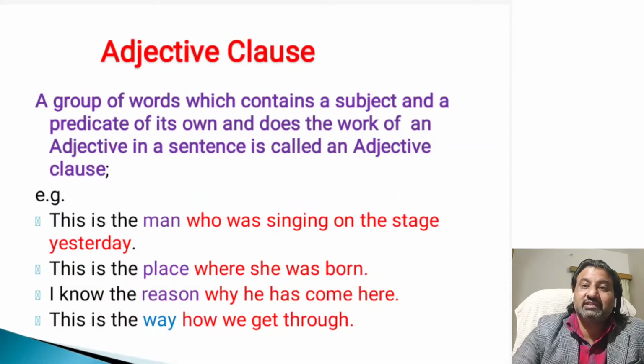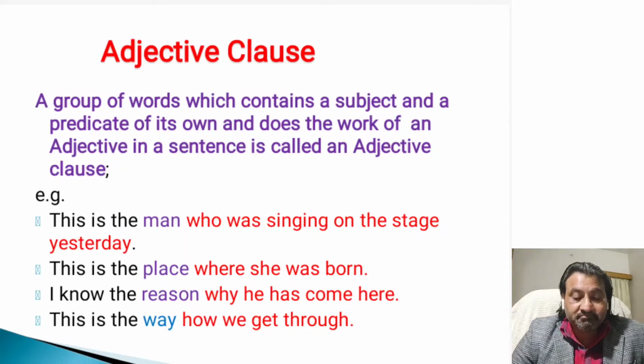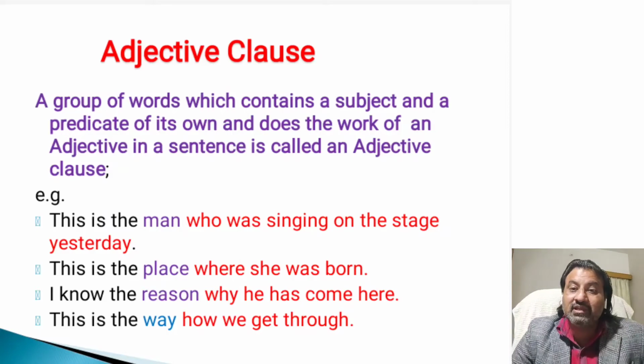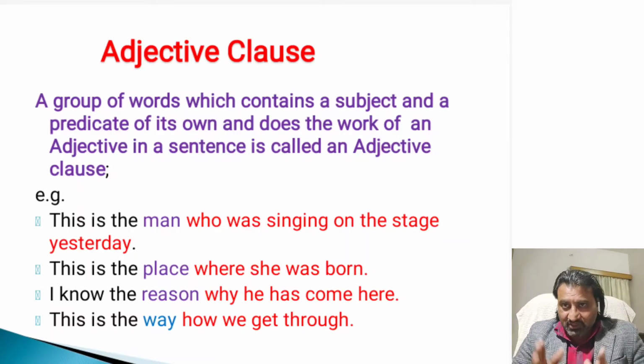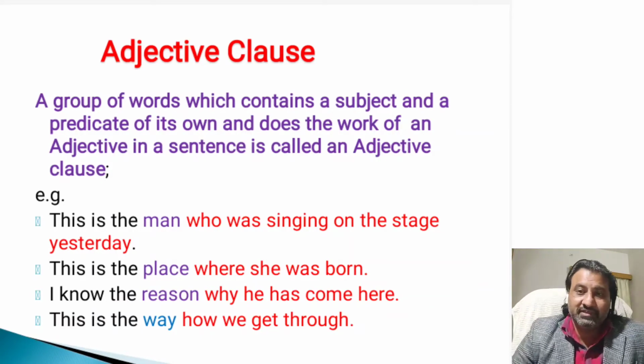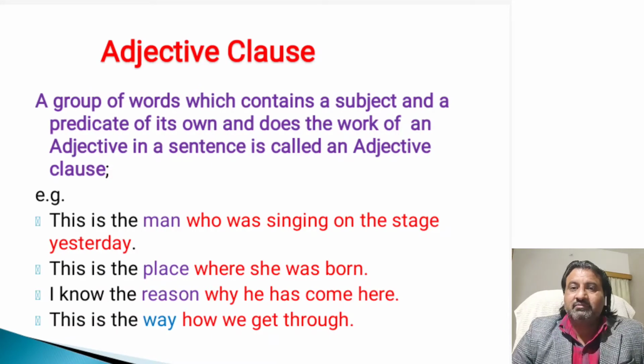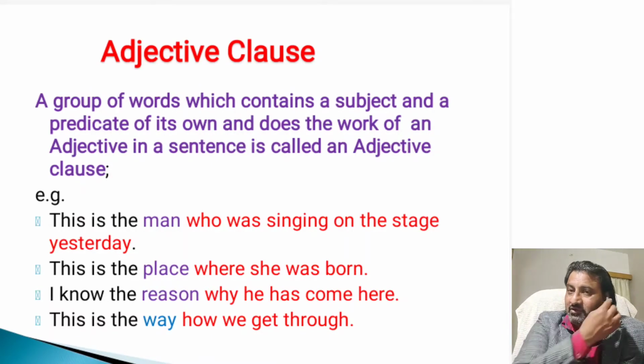So let's discuss the second type of clause that we generally use, that is the adjective clause. A group of words which contains a subject and a predicate of its own, and which does the work of an adjective in a sentence, is simply called an adjective clause. And we know what an adjective is, because earlier I said that unless you know in detail these parts of speech like noun, adjective, adverb, you may not be able to understand this chapter fully or thoroughly, because it is primarily concerned with all these parts of speech.